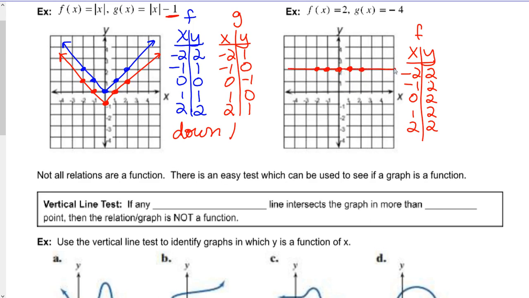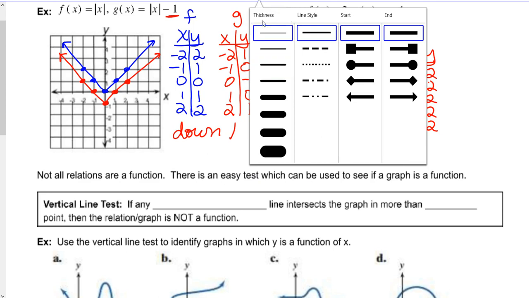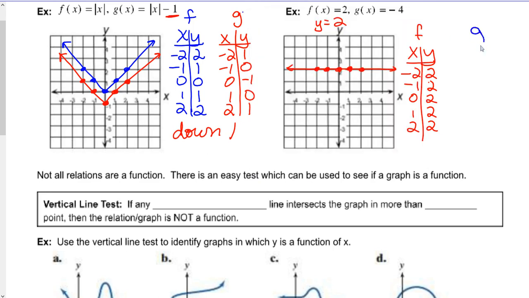Hopefully you recognize that as one of our horizontal lines. If I wrote that as y equals 2, we saw those before. So it's very important for you to remember and be able to recognize that those are actually going to be horizontal lines. All right, so just keeping with our process here, -2, -1, 0, 1, and 2.